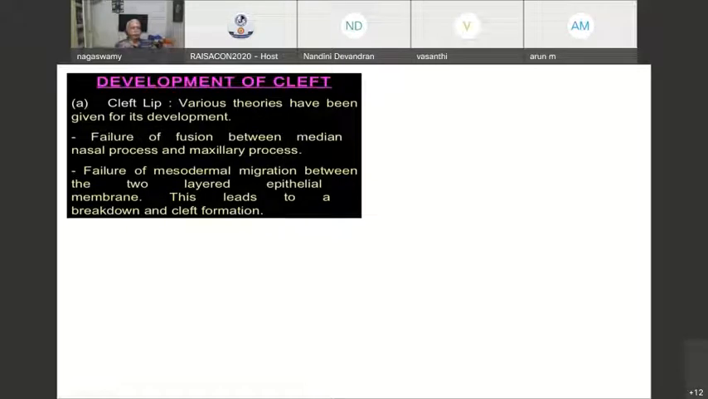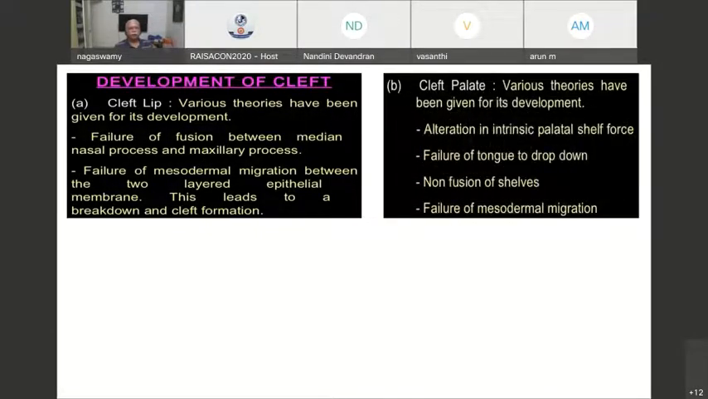Now, what is the reason for that? There have been various theories, but the main reason is failure of fusion between the median nasal process and maxillary process. If you mention this one particular sentence, that's all. In the exam, you can pass. You will not be asked further questions, because many of the examiners themselves may not know or remember the theories that are there.